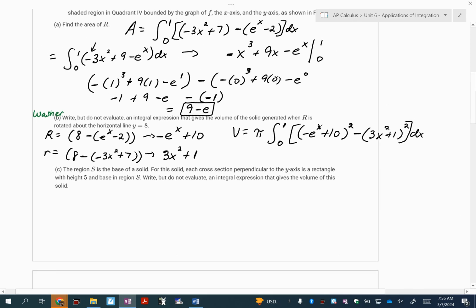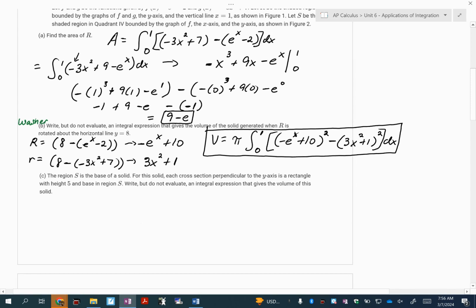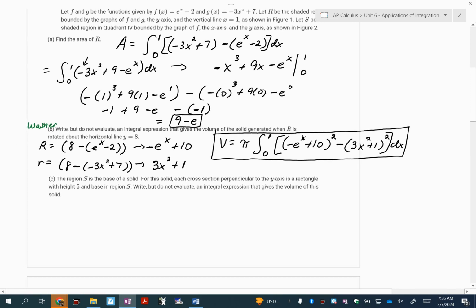All right, so that is the answer for part B. This is the integral that I would solve if I was trying to find the volume of that solid generated when you revolve or rotate r about the line y equals 8.